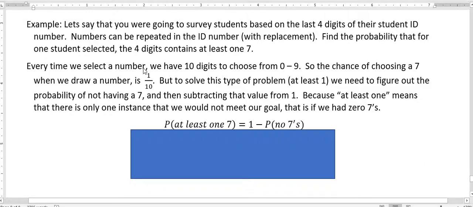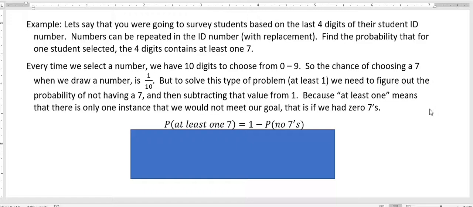Every time we select a number, we have 10 digits to choose from, that is 0 through 9. So the chance of choosing a 7 when we draw a number is 1 out of 10. But if you go down that road, you're not going to get the answer you're looking for. To solve this type of problem, which is the at least one problem, we need to figure out the probability of not having a 7 and then subtract that value from 1.